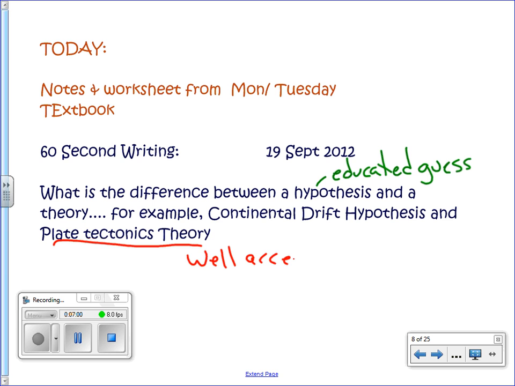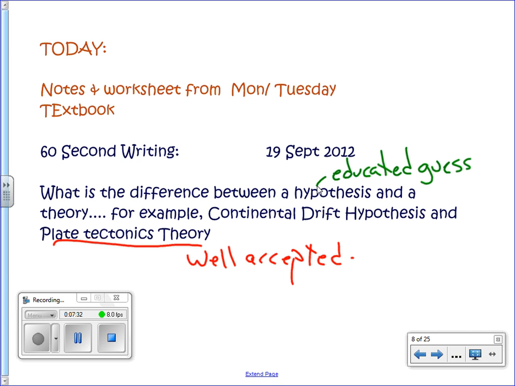And the reason why it is well accepted is that, as you might remember, one of the problems with Alfred Wegener's ideas is that he couldn't really explain what could possibly move the continents. And so over the years between 1910 and 1960, scientists did find strong evidence of what could be causing the continents to move, which has to do with convection currents in the mantle.